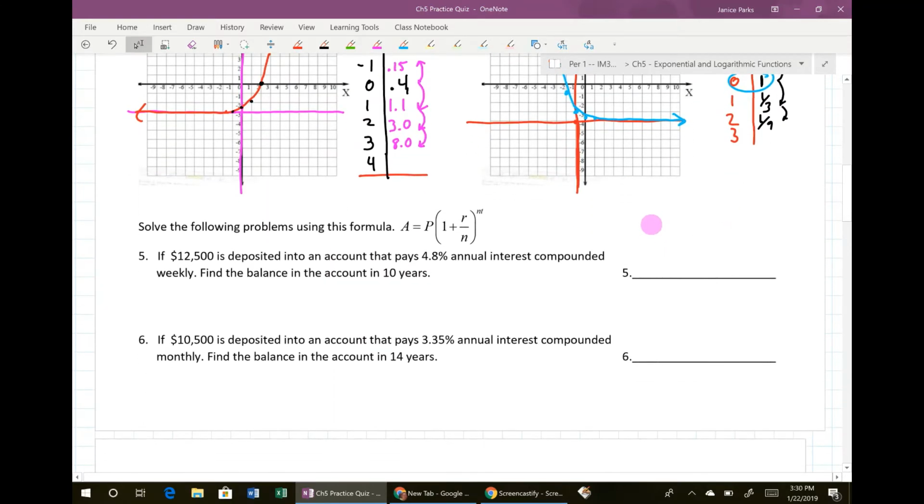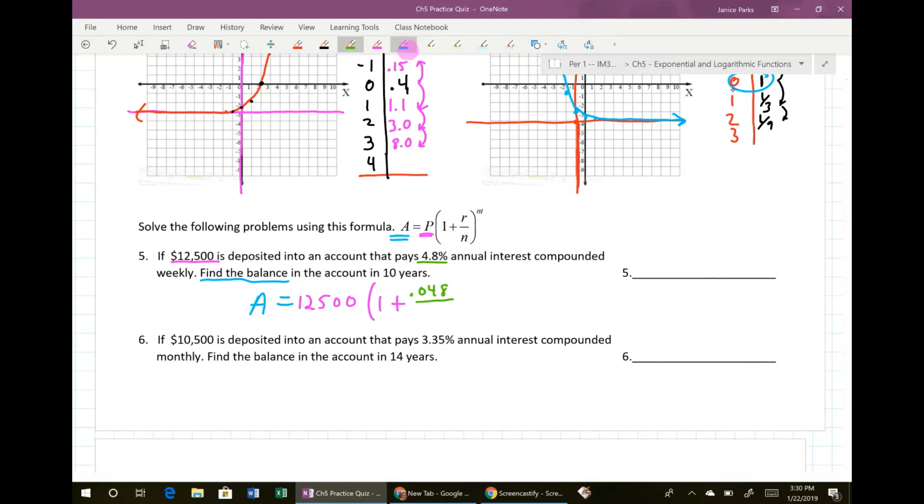For the money problems, it asks you to find the balance, and the balance is the A value. So A equals, P is the principal, which means the amount you start with, so 12,500, times 1 plus R. R is the interest rate. The interest rate is 4.8%. You have to divide that by 100. That gives you 0.048.